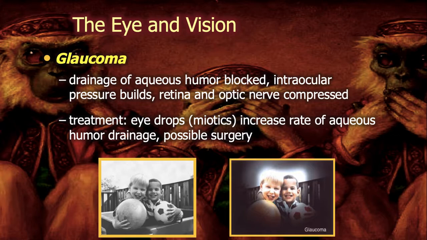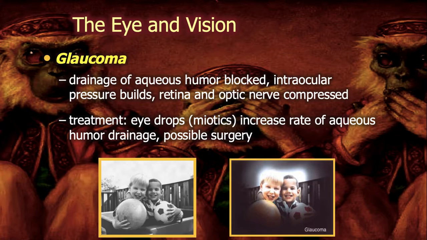So what happens in glaucoma? The drainage of the aqueous humor is blocked. Remember, in the anterior portion of your eye, you have the liquid portion, and your aqueous humor is constantly being produced and constantly draining out, so you maintain a pretty steady amount. But if your aqueous humor cannot drain out and it's still being produced, then you get a buildup of aqueous humor in that anterior chamber.